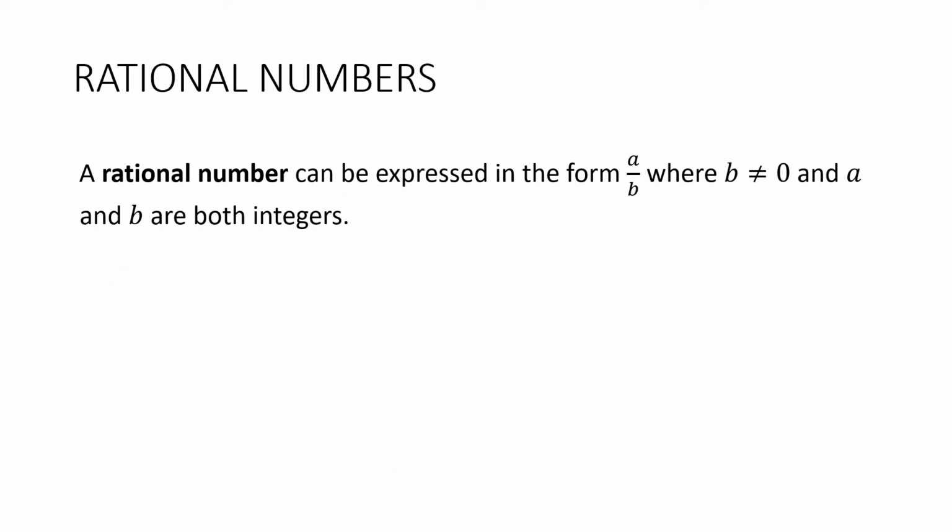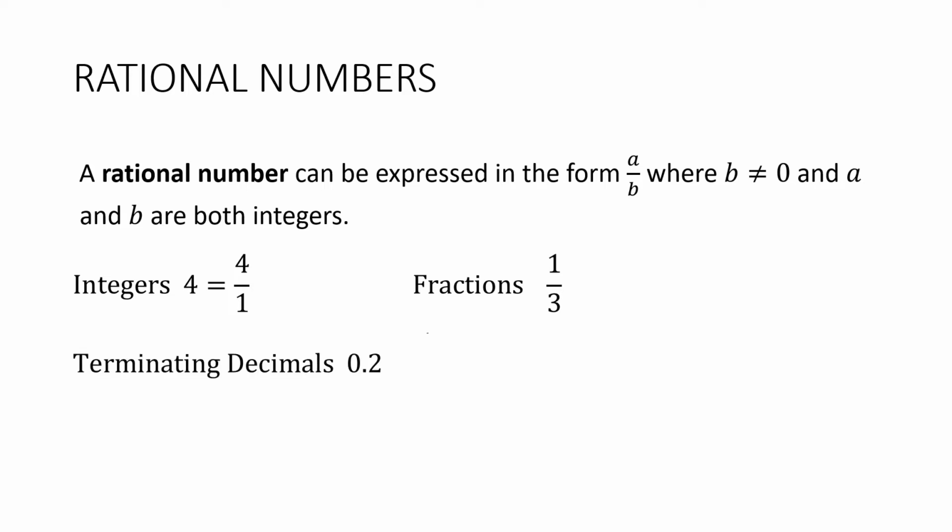A rational number can be expressed in the form a over b, where b is not equal to 0 and a and b are both integers. And we've got various types of numbers that fit into this category. So for example, integers can be written in the form a over b. If we've got the integer 4, for example, we could write that as 4 over 1. So it's a rational number. Fractions obviously are rational because they're already written in that form. Terminating decimals, so 0.2, that's the same as 2 over 10 or 1/5. So it's written in the form a over b.